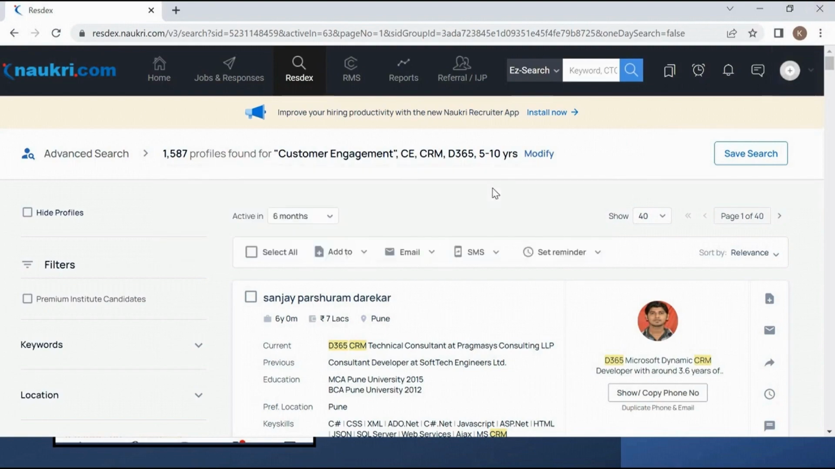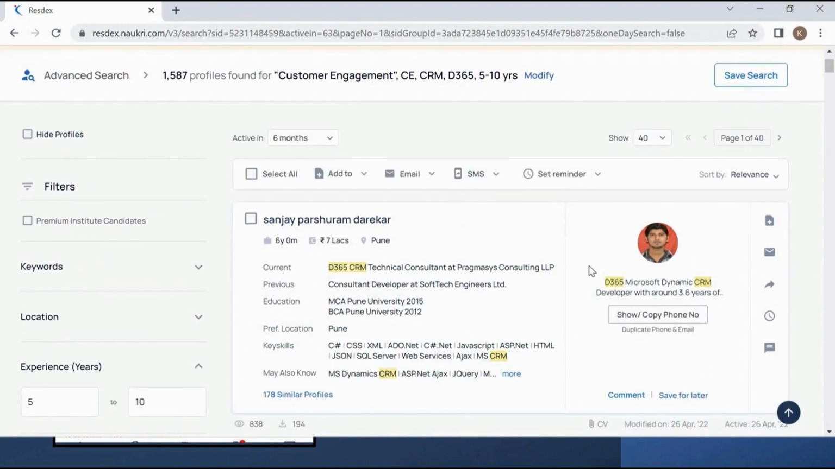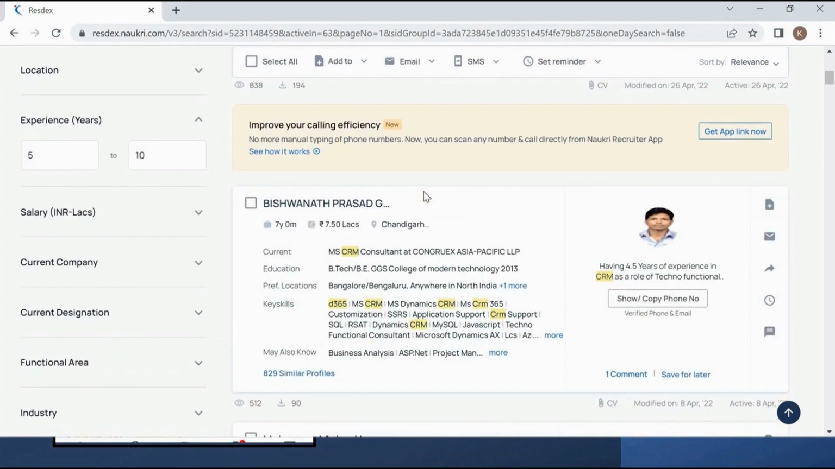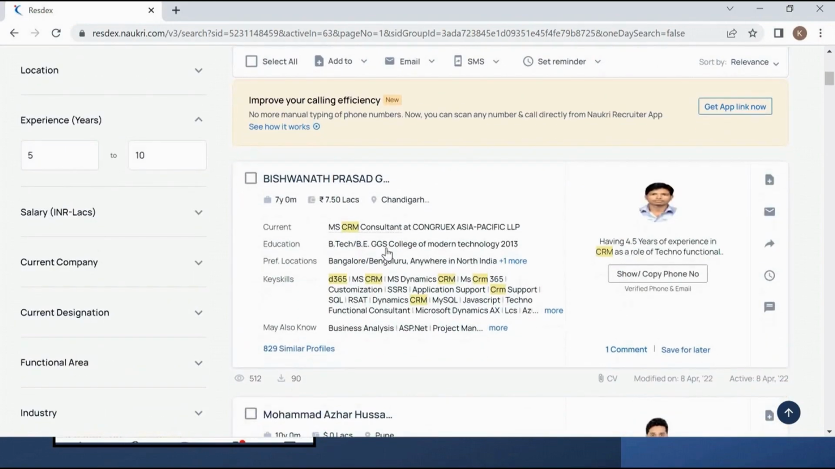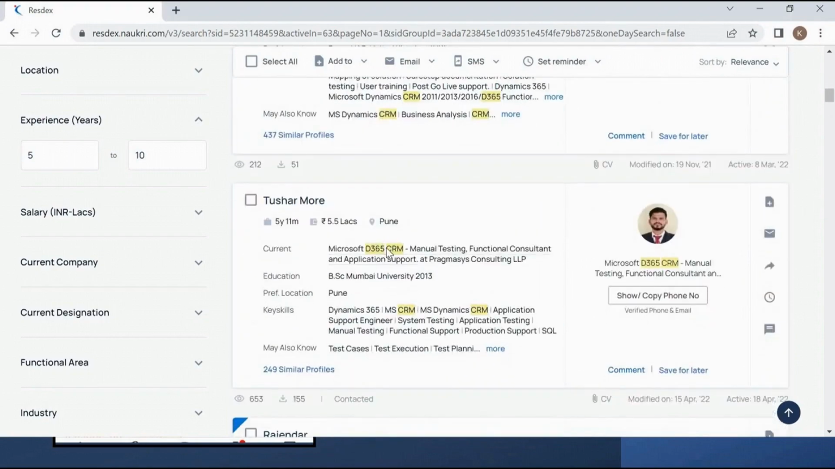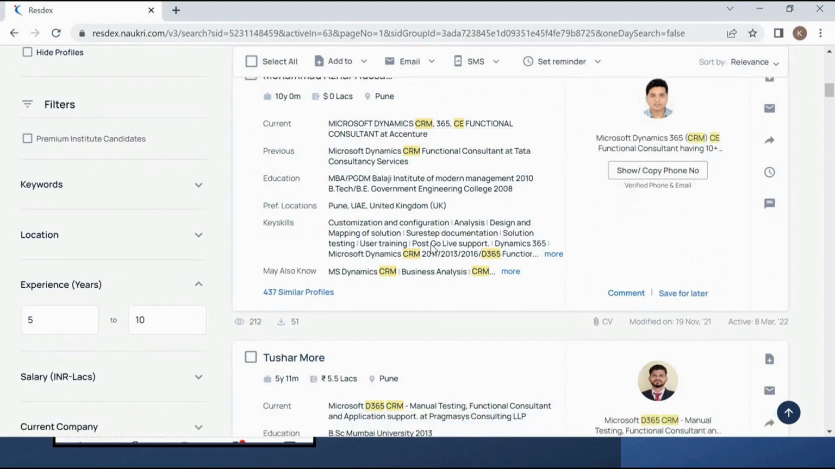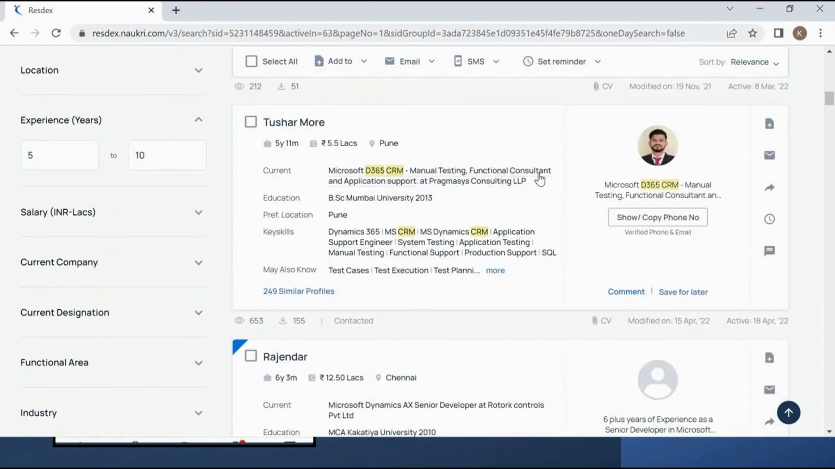So friends, now in every resume you will find a combination. Some candidates you will find are technical consultants. If I talk about this second resume, I'm just going downside. Okay, please have a look at this. This is a functional consultant. This person is a functional consultant. The next one is also a functional consultant.